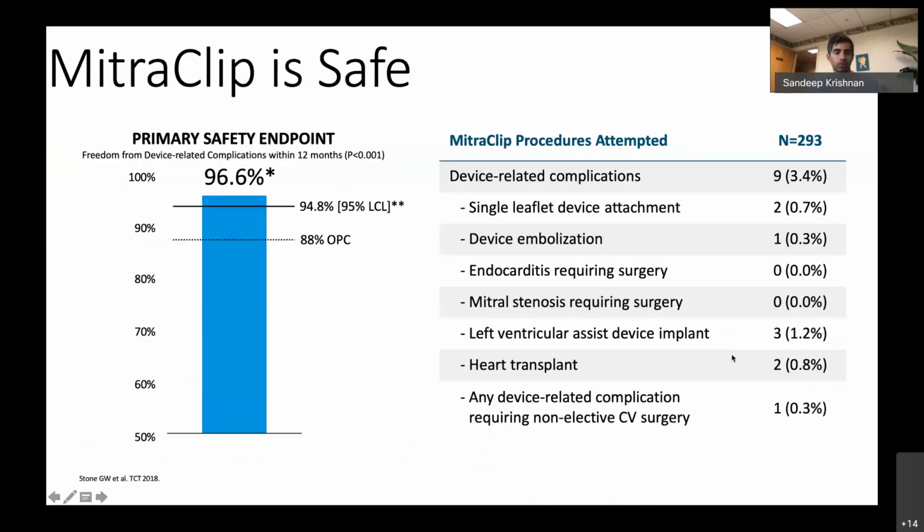And it's a very safe procedure, less than 5% complication rate. And we've had good success here with it as well.